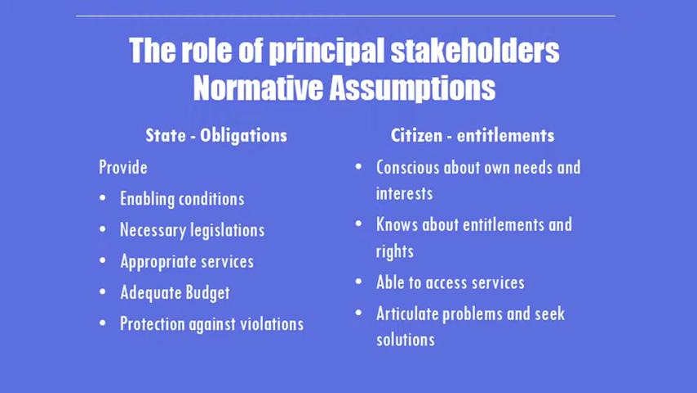Now, to move to the practice, and slowly I'll come to NRHM, there are certain normative assumptions. If you have these situations, social accountability is possible. So the state has obligations, the citizen has entitlements. The obligations are created through necessary legislation, services, budget, and protection through violations, and the citizen entitlements are through a conscious, articulate citizen. They know about their rights, they are able to access services, and if they face problems, they are able to mention the problem, so the problem-solving loop will work.